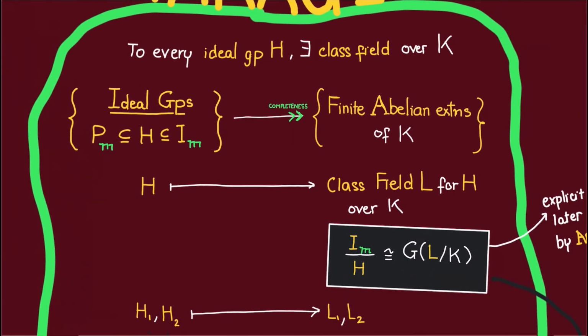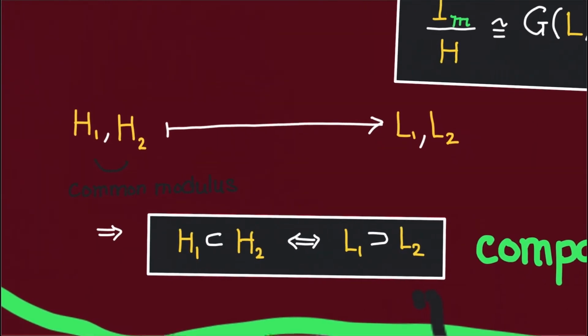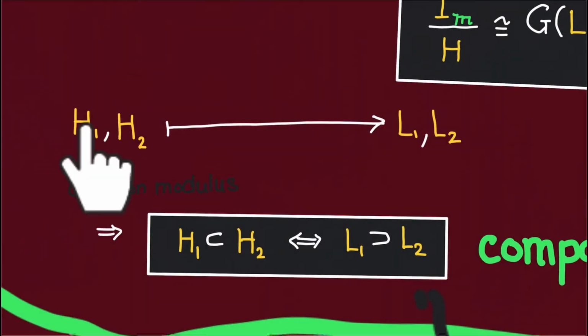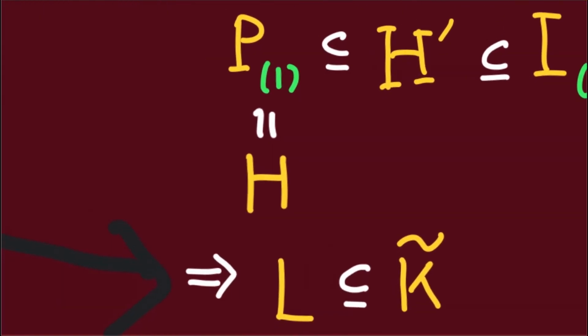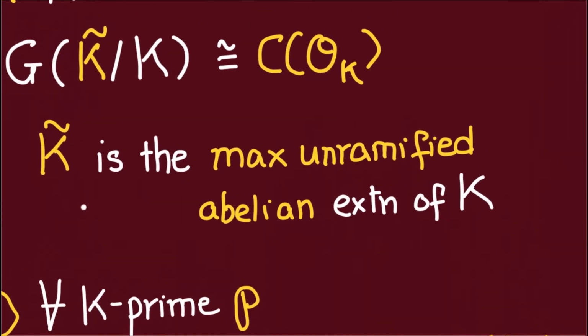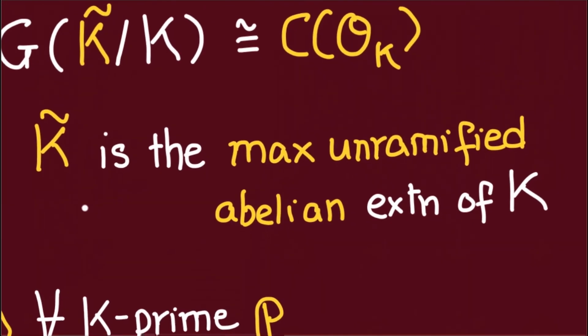But now recall that our correspondence between class fields and ideal groups is inclusion reversing. That is, if two ideal groups H1, H2 of the same modulus are such that H1 is contained inside H2, then L1 must contain L2. In our particular case, since the ideal group of L contains P1, we must have that L is contained inside the class field of P1, which is, by definition, K tilde. So, K tilde contains all unramified abelian extensions of K, and thus it's the maximal unramified abelian extension of K.